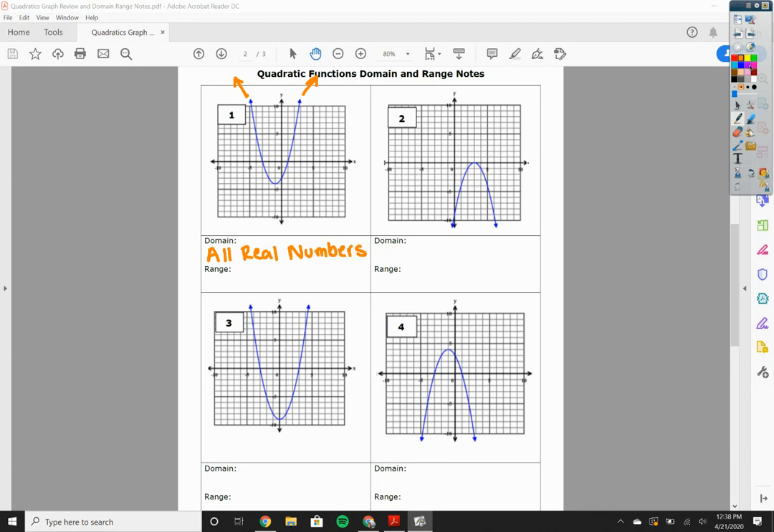Now our range, so the range is always going to be y. And if we look here, we have a minimum value. So our minimum y value is at -1, 2, 3, 4. So the minimum y is at -4. And since it's a minimum, there's nothing below this -4. So all of the y values are greater than, or they're above, that -4. So y is greater than -4.